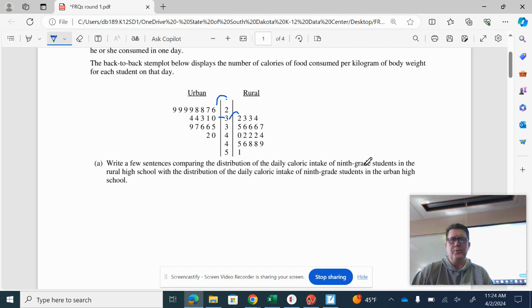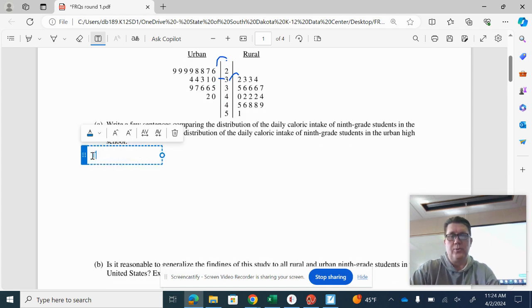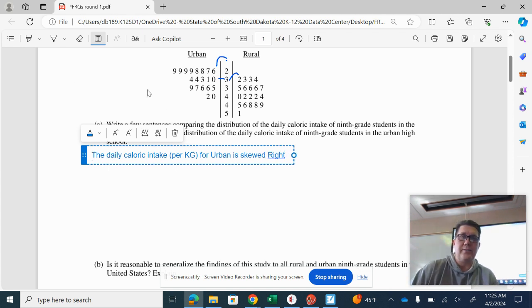So it says, write a few sentences comparing the daily caloric intake, so the daily calories, in the rural high school. So the daily caloric intake per kilogram for urban is skewed right. Now, you might not look at that and think it's skewed right.